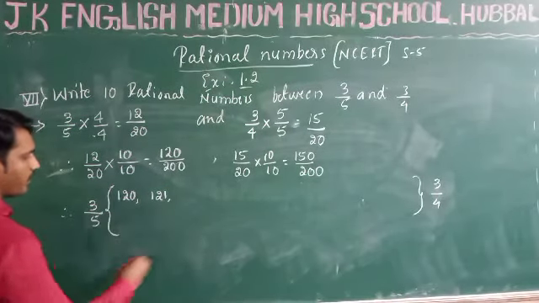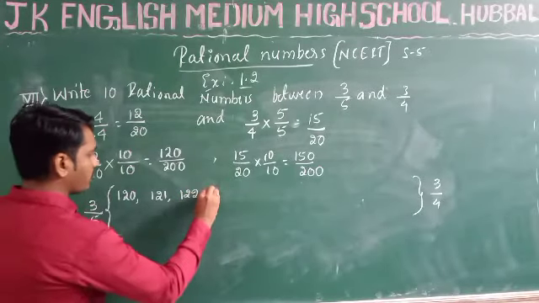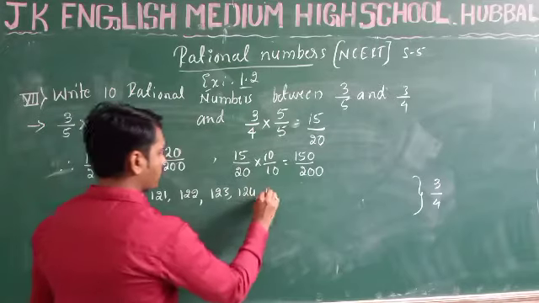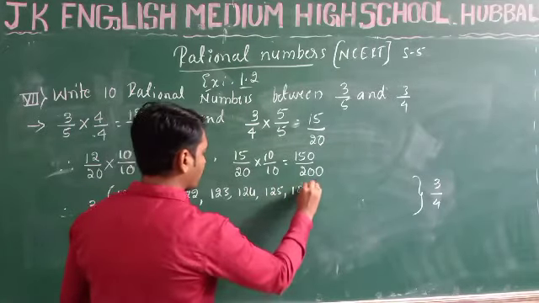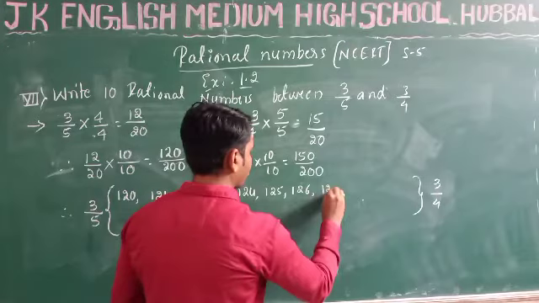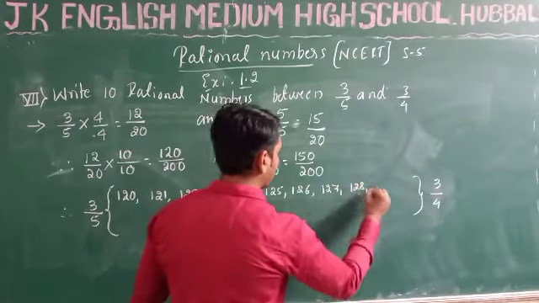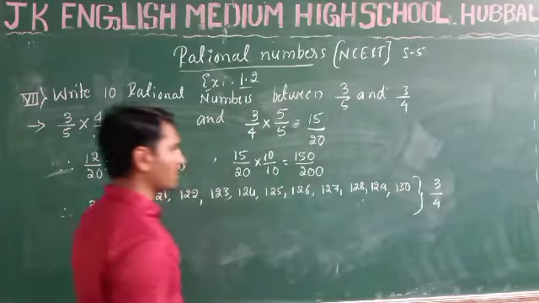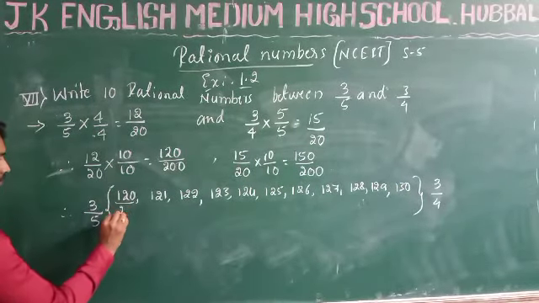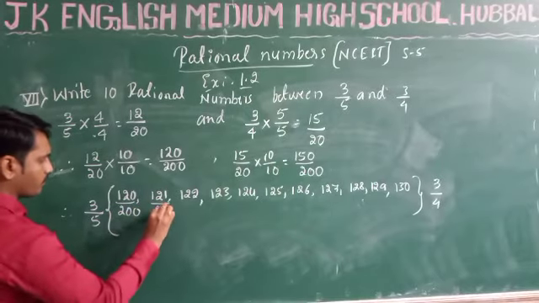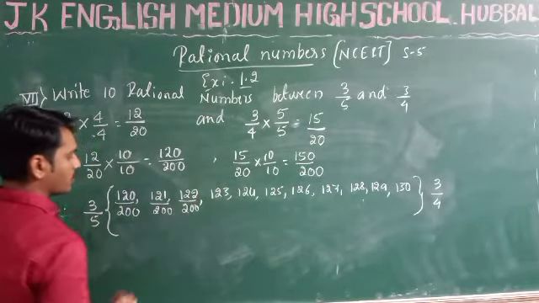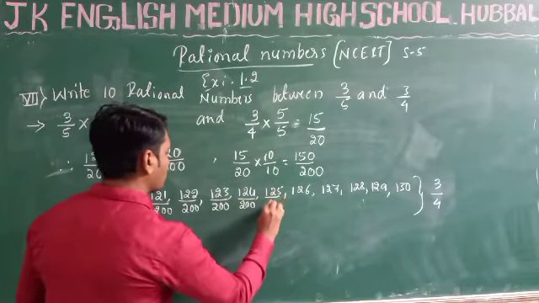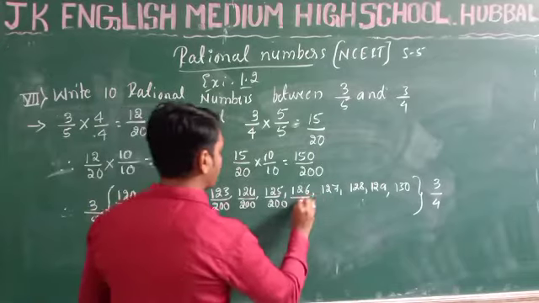120, 121, 122, 123, 124, 125, 126, 127, 128, 129, 130. What is the denominator? 200, 200, 200, 200, 200. So the denominator becomes same.